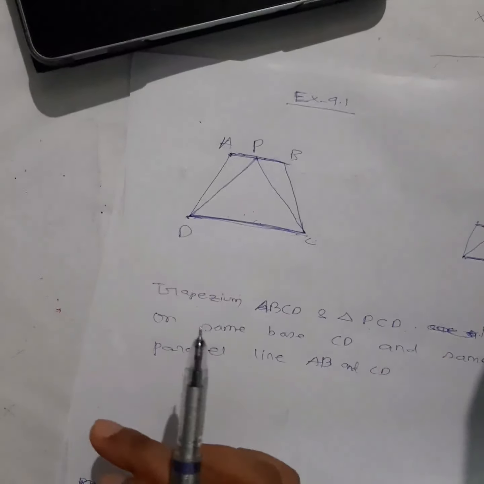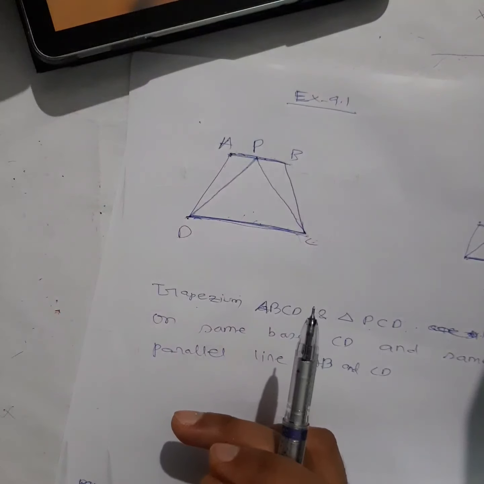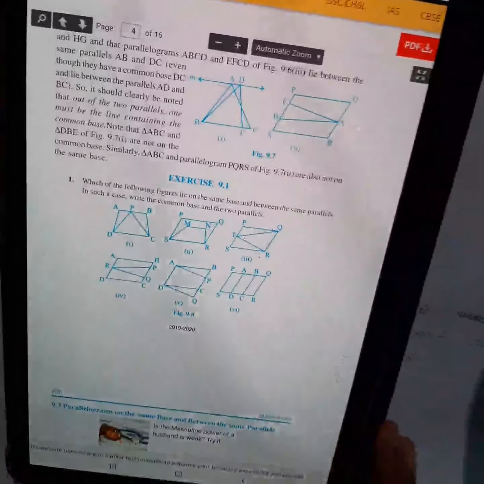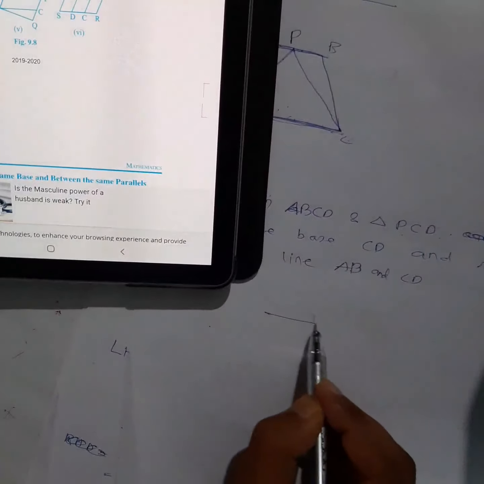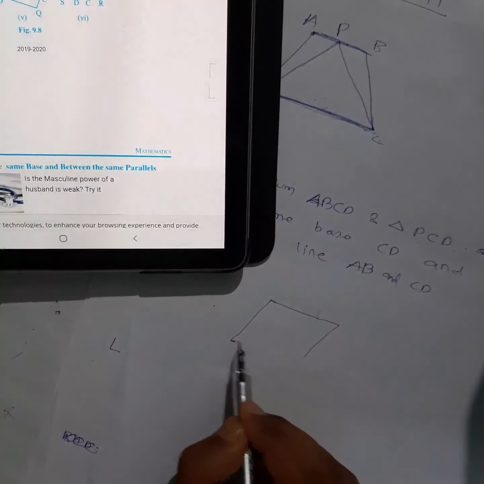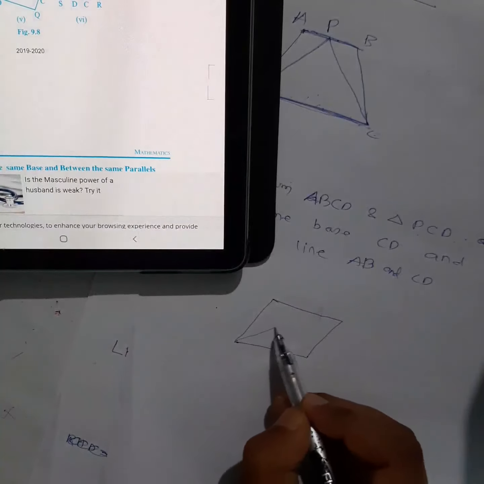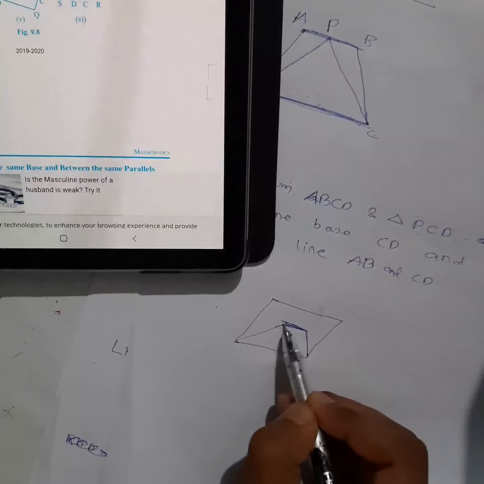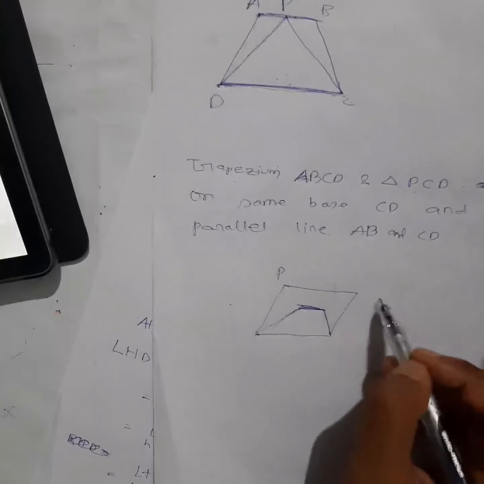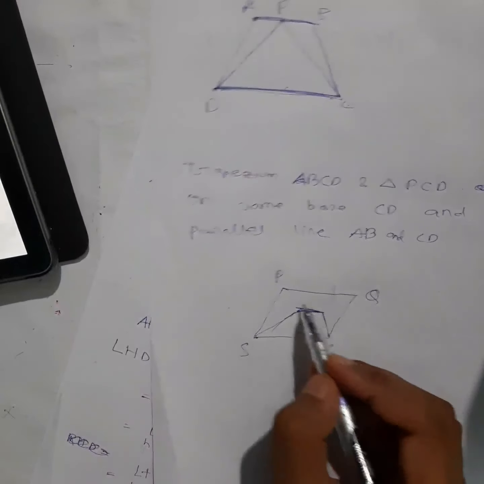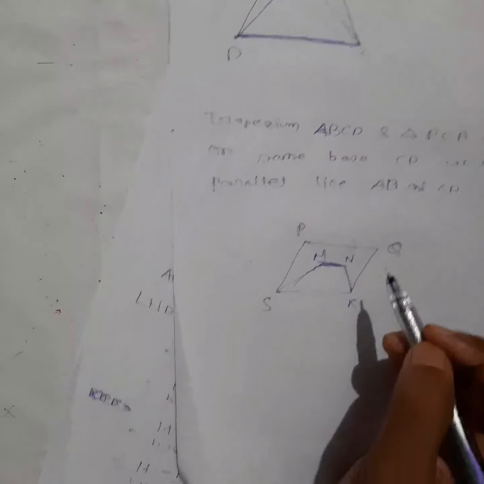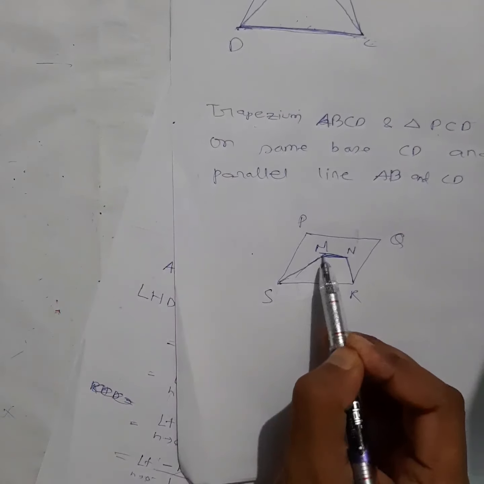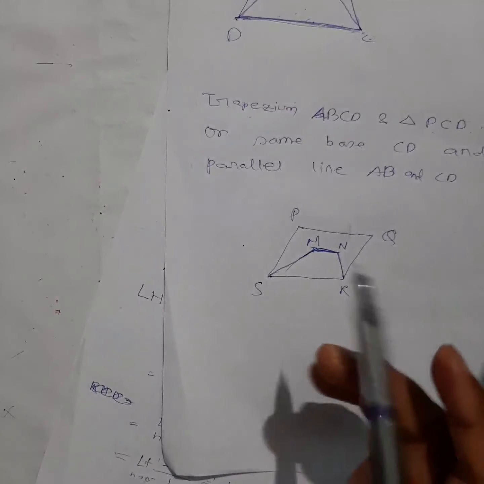What about question number 2 now? Let's try to find out number 2. Let me show you the figure again. So this is the figure, right? Let me draw it. This time they have given a parallelogram like this. Another figure they have given is a trapezium, you can see. They have given the naming here, PQRS, and this is MN. Now we have to find out whether both figures are on the same base and same parallel line or not.